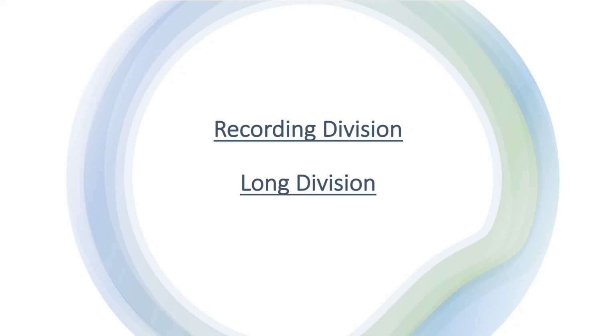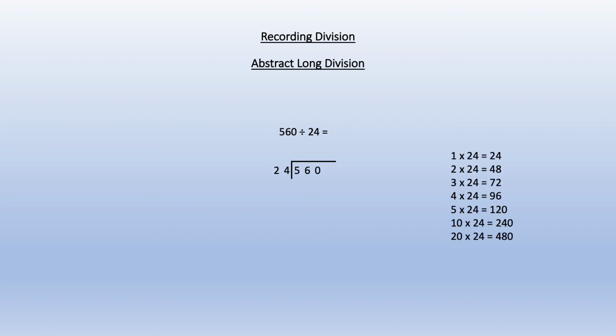Now the final method I'm going to show you is long division. This shouldn't be done until all other methods are fully understood, because it is an abstract form that doesn't really show, well, it doesn't show an understanding of place value. So my question is 560 divided by 24. First, I set my question out using the standard bus stop way. Then I write my list of multiples for 24 on the right-hand side.